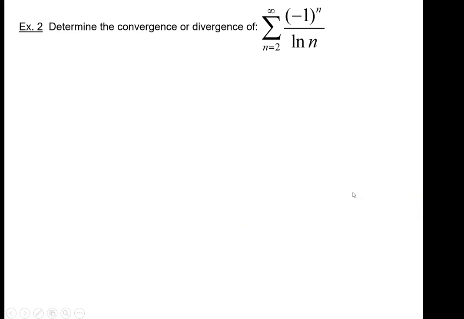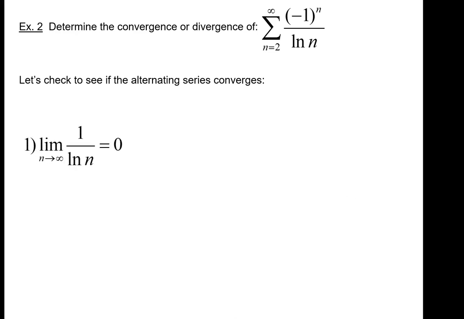Determine the convergence or divergence of this series. So now we have an alternating series, -1 to the n over the natural log of n. So let's check to see if the alternating series converges. The limit as n goes to infinity is 0. So the first condition of the alternating series test holds. And then how about the second condition?